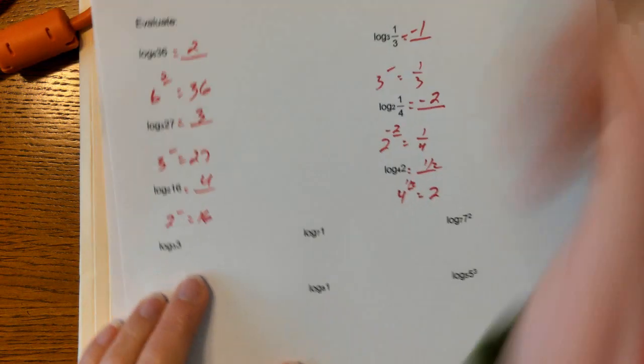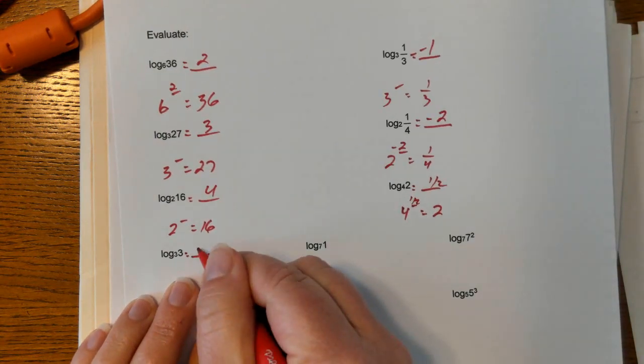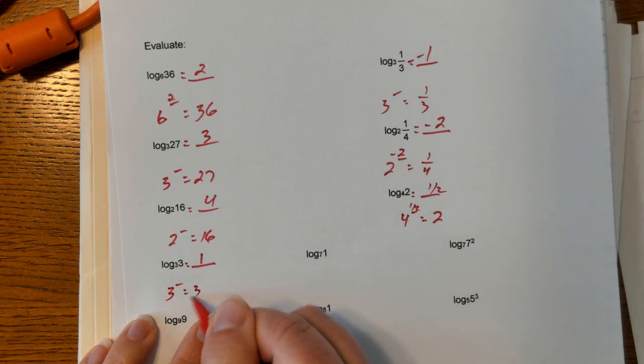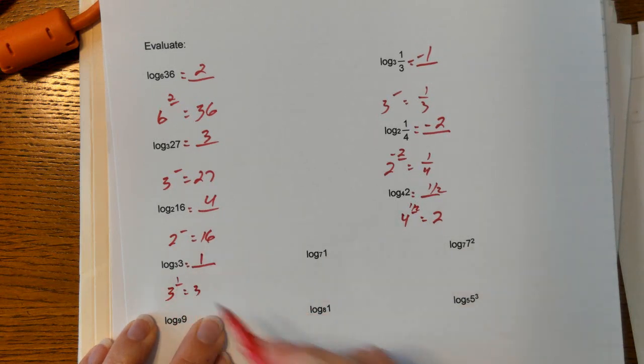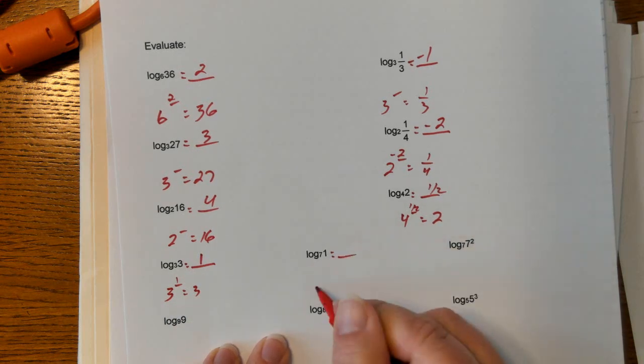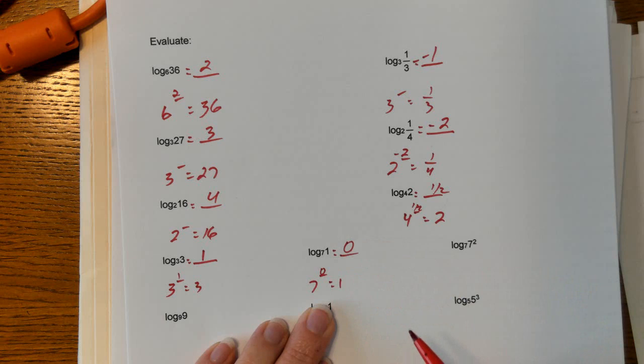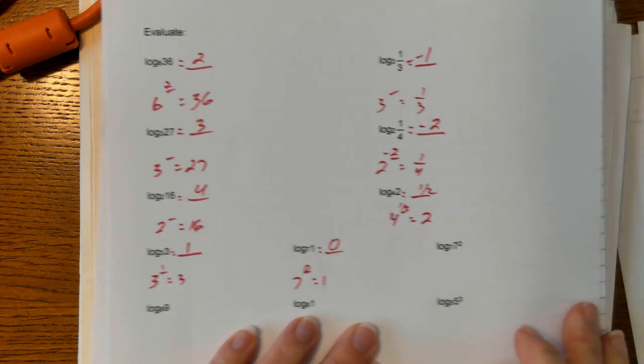Let's see here. Log base 3 of 3, that's a 1. Remember, anytime the base and the argument are the same, but if you weren't sure, 3 to the something equals 3. That exponent is a 1. 7 to the something has to equal 1. I bet that exponent was 0. Okay, remember, anytime the argument is 1, we get a 0.